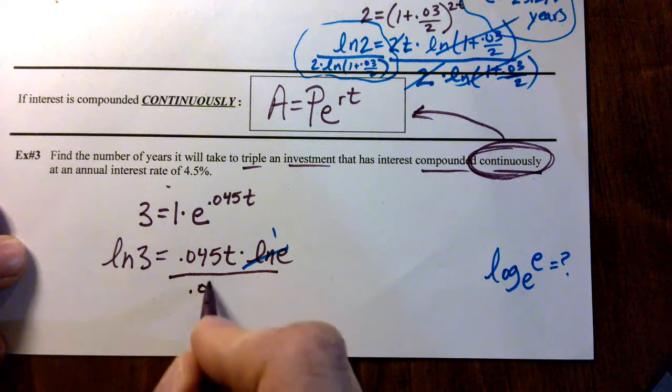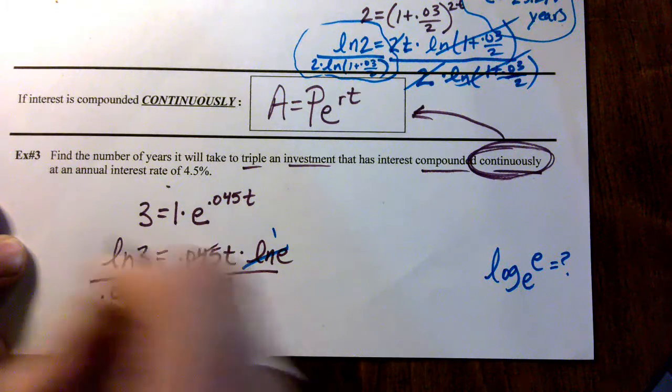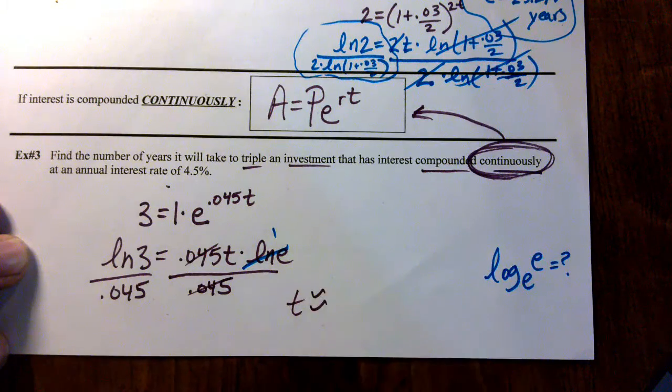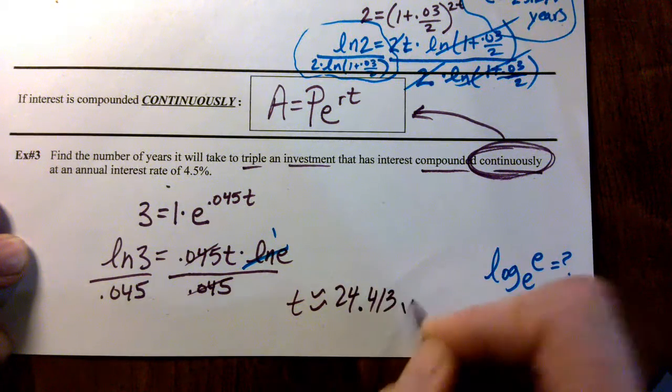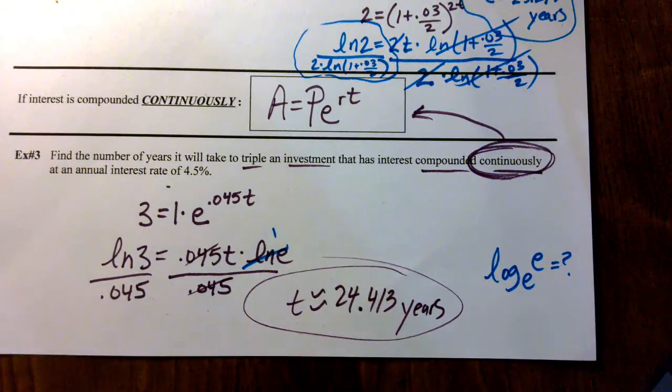But now we divide by just 0.045. So this is actually an exact answer right here. This is the amount of time, the exact answer. If you were to go crank that out, you would see that it comes out to 24.413 years, okay? Or 24.414 years would have been fine there too.